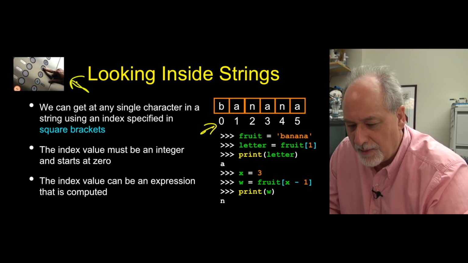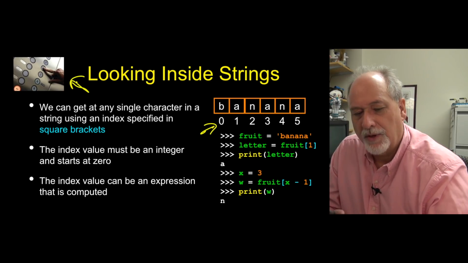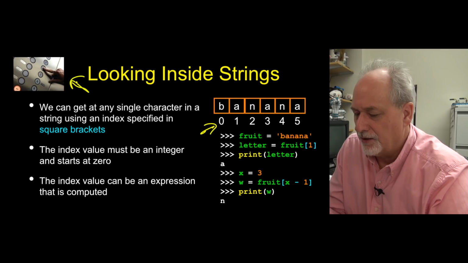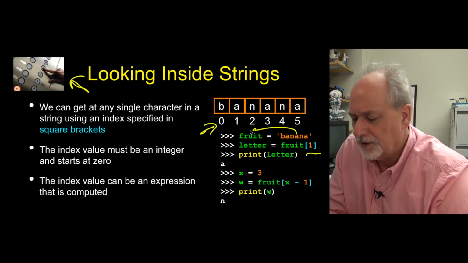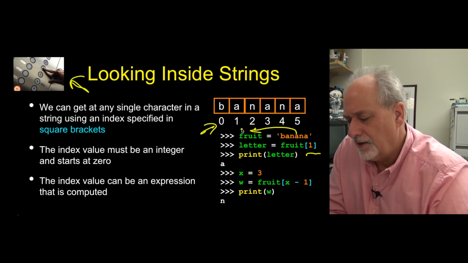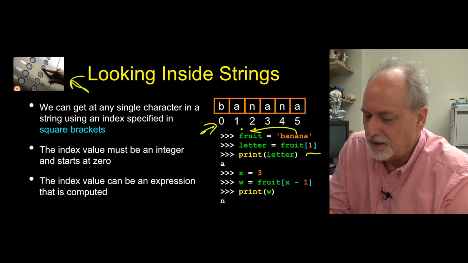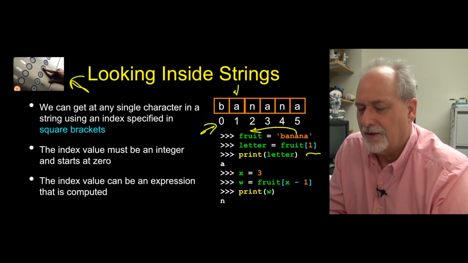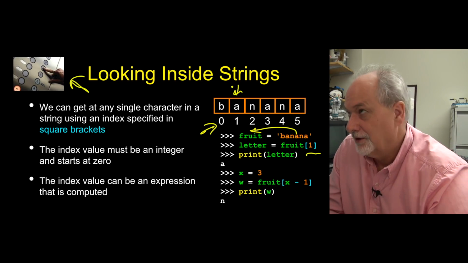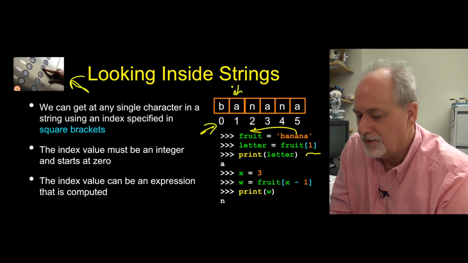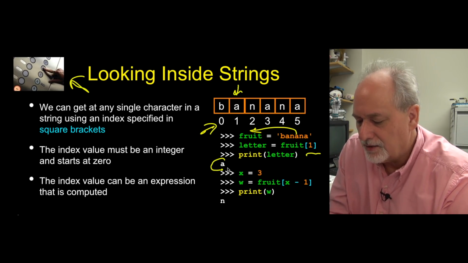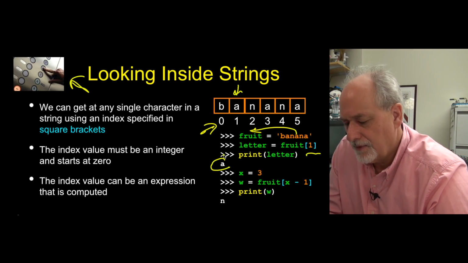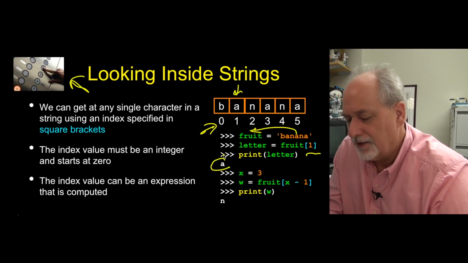But just remember that. And so we have this operator called the index operator, and it's square brackets. So fruit is a variable that contains the string banana, and then fruit sub 1 is the character that's in position 1. Now that actually is the second character. I'll keep reminding you until I get tired of reminding you. And so that assigns the letter A into the variable letter.